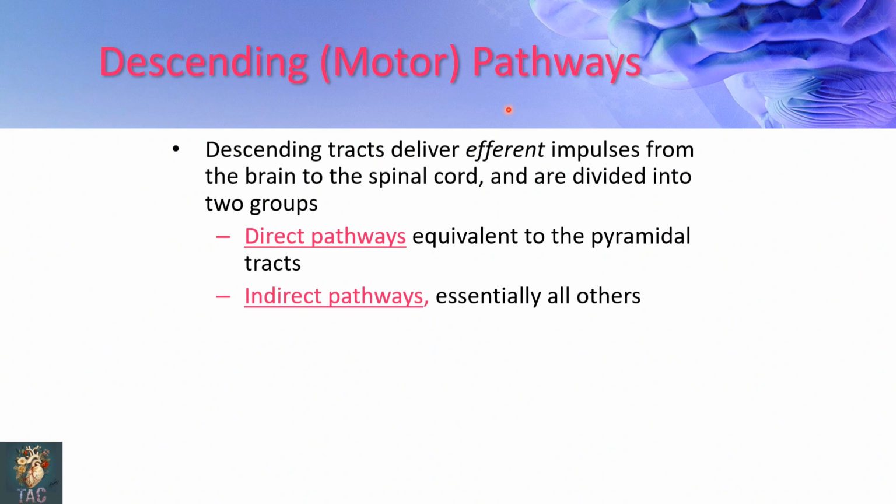So descending tracts basically deliver the efferent impulses from the brain to the spinal cord, and they are divided into two groups. One is the direct pathway and the other is the indirect pathway. The direct pathway is also called the pyramidal system, and essentially all other pathways are the extrapyramidal system, called the indirect pathways.